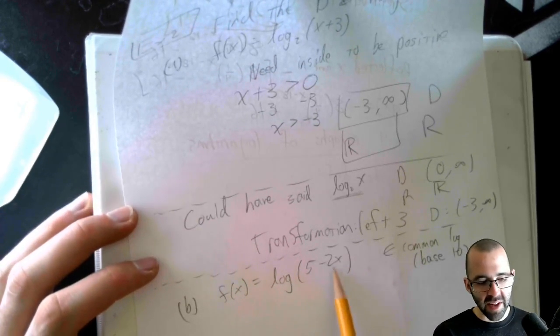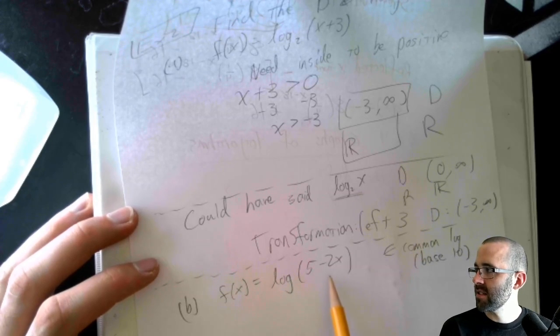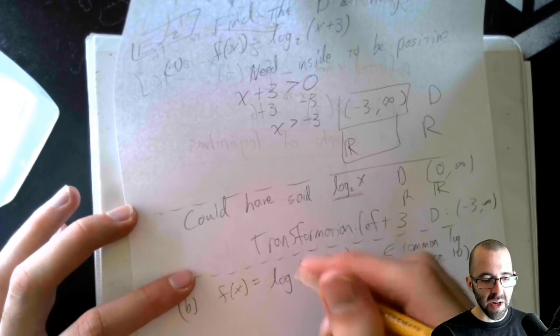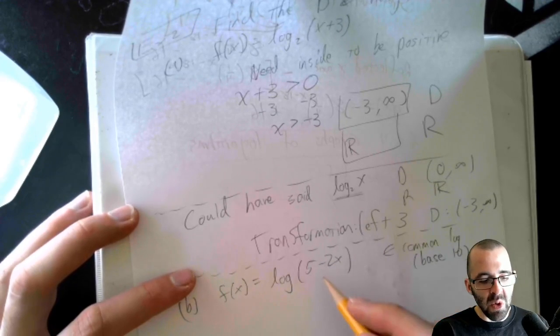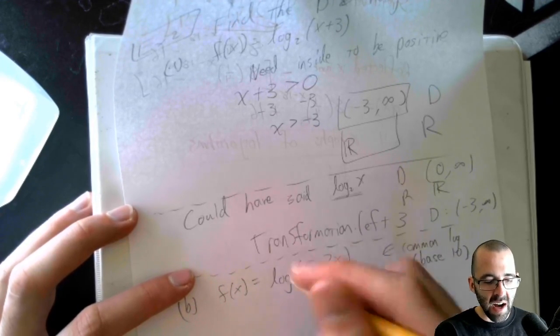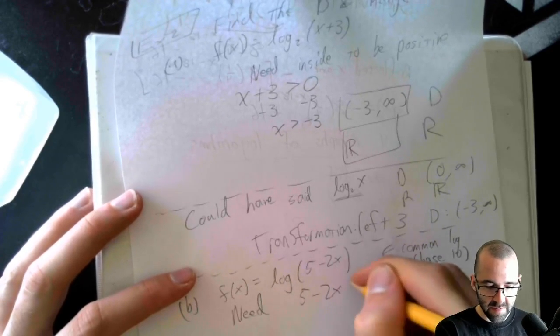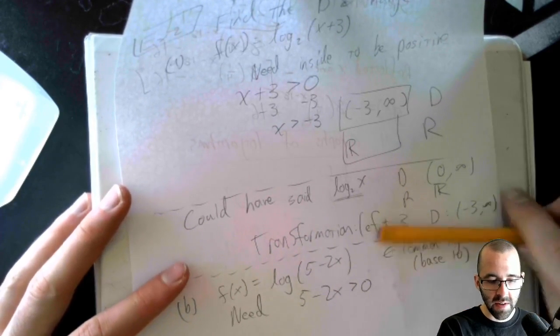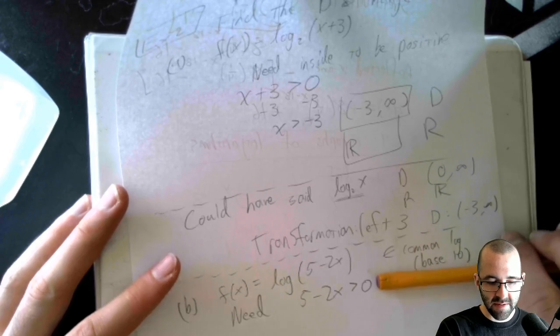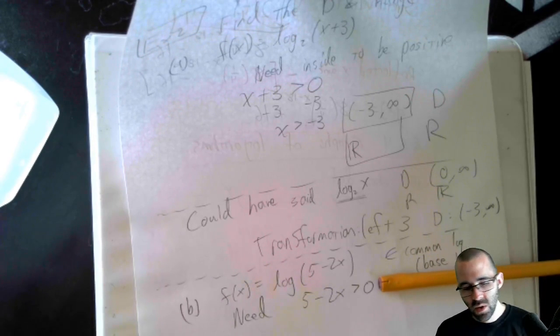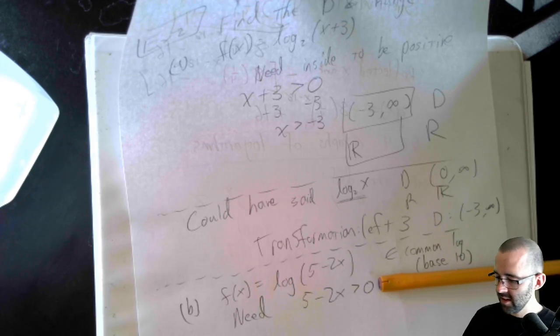So the transformation method is a little bit more confusing here because it's slightly more confusing transformations. But again, the idea is the same. We need to take the logarithm of a positive number, so we need the inside to be positive. So try to solve this. What's our domain going to be for part B?